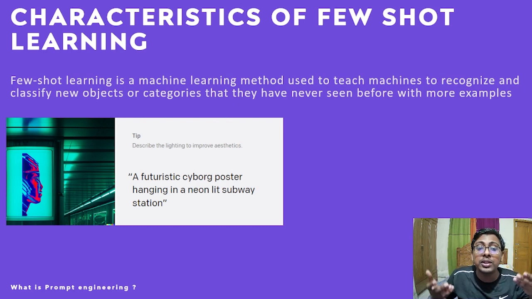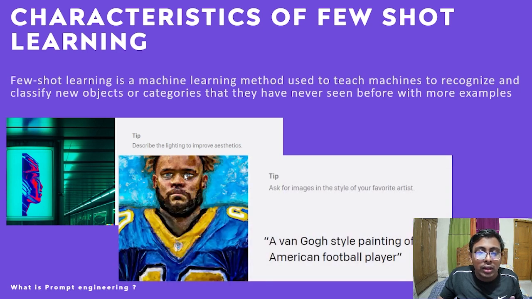So you have to be specific. You have to give much more examples. You can also see here a Van Gogh style painting of an American football player. So it's not a picture of only an American football player, it's a Van Gogh style painting as well. So you are being very specific, and you're giving the model many examples.